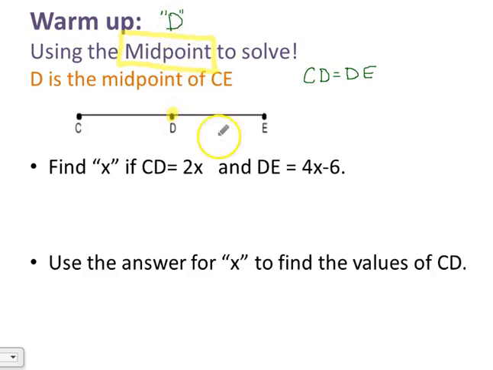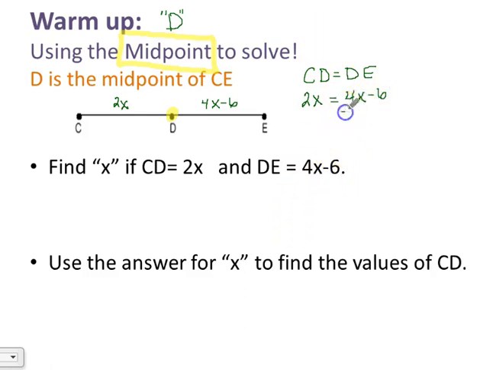So because point D is the midpoint, we know that it divides the segment into two equal parts. So we were given the information that from C to D is represented by 2x, and from D to E, it's represented by 4x minus 6. Well, since we know those segments are equal, we can just plug in the information and make an equation that states that 2x is equal to 4x minus 6. And then we're just going to use our algebra skills to solve this.